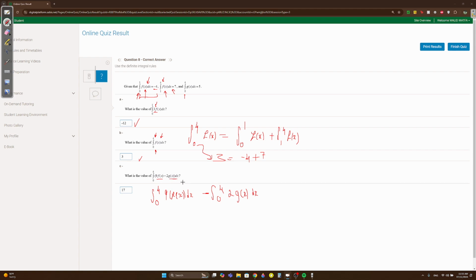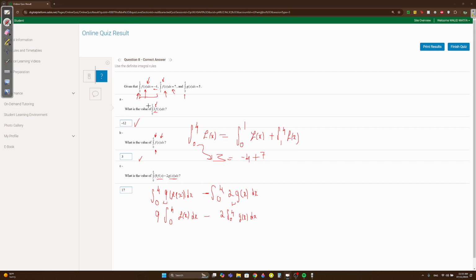Okay, I'm going to make my life a bit easier. I'm going to take the 9 out and the 2 out. When you multiply by a number, you just take it out. You know that, right? So 9 integral 0 to 4 f of x dx minus 2, I'm going to take it out, 2 times integral 0 to 4 g of x dx.